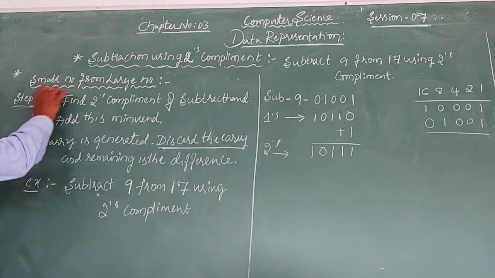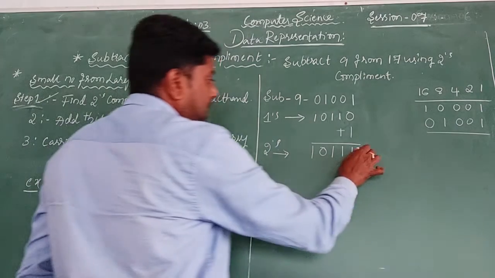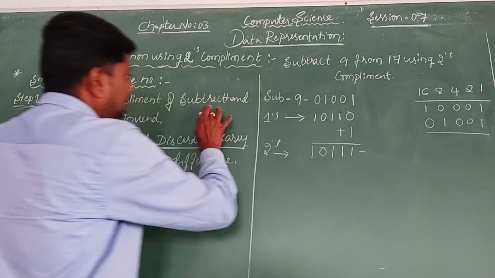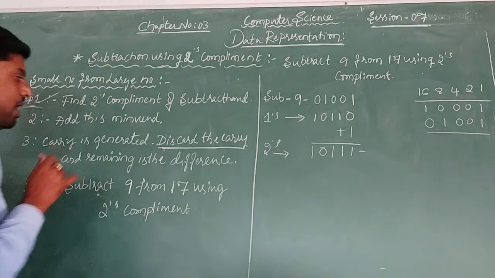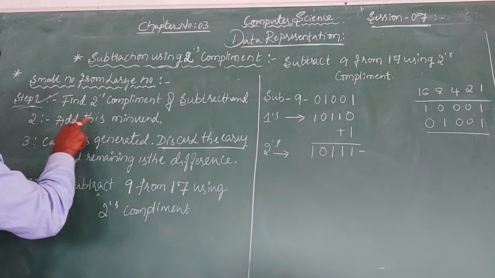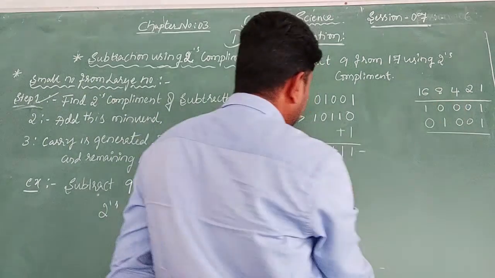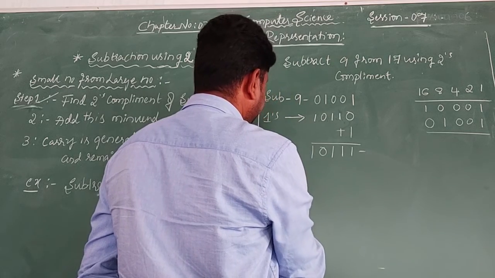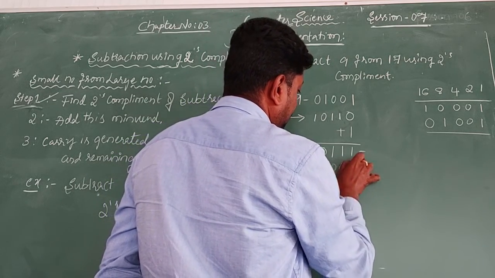Then step number 1 will complete: find the 2's complement for the subtrahend. Now this will be the subtrahend, and we are concluding that is the 2's complement result. Then what we have to do in the next step is add this to the minuend. Add this to minuend means 17. Check the 17 binary number. So 17 is 1, 0, 0, 0, 1.